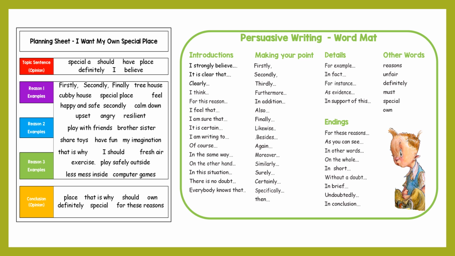Now, I've got some extra words that I didn't use. For example, I've got words like calm down, upset, angry, resilient. You might want to put in that you need a special place to go when you're angry to calm down or you're feeling upset, and this is going to help you become more resilient. You might say something like, it's a great place to play with your friends and your brothers and sisters, where you can share your toys. You can have lots of fun. Use any of those words and phrases in your own persuasive text.